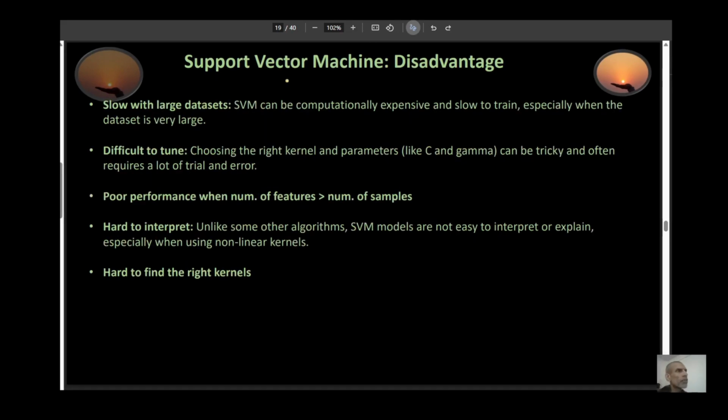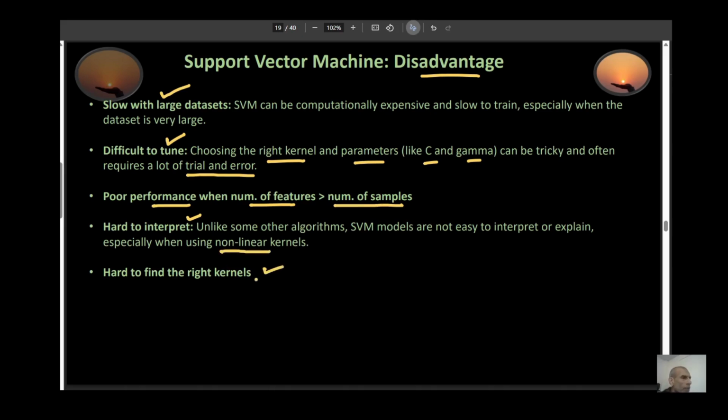And of course, SVM also has some disadvantages. It tends to be slow with a larger data set. It can be difficult to tune. Choosing the right kernels or parameters like your C and gamma can often be tricky, and often it requires a lot of trial and error. Also, it gives you poor performance when your number of features is more than the number of samples, and it can be hard to interpret. Unlike some other algorithms, SVM models are not easy to explain, especially when you're dealing with non-linear kernels. And also, it can be hard to find the right kernel.